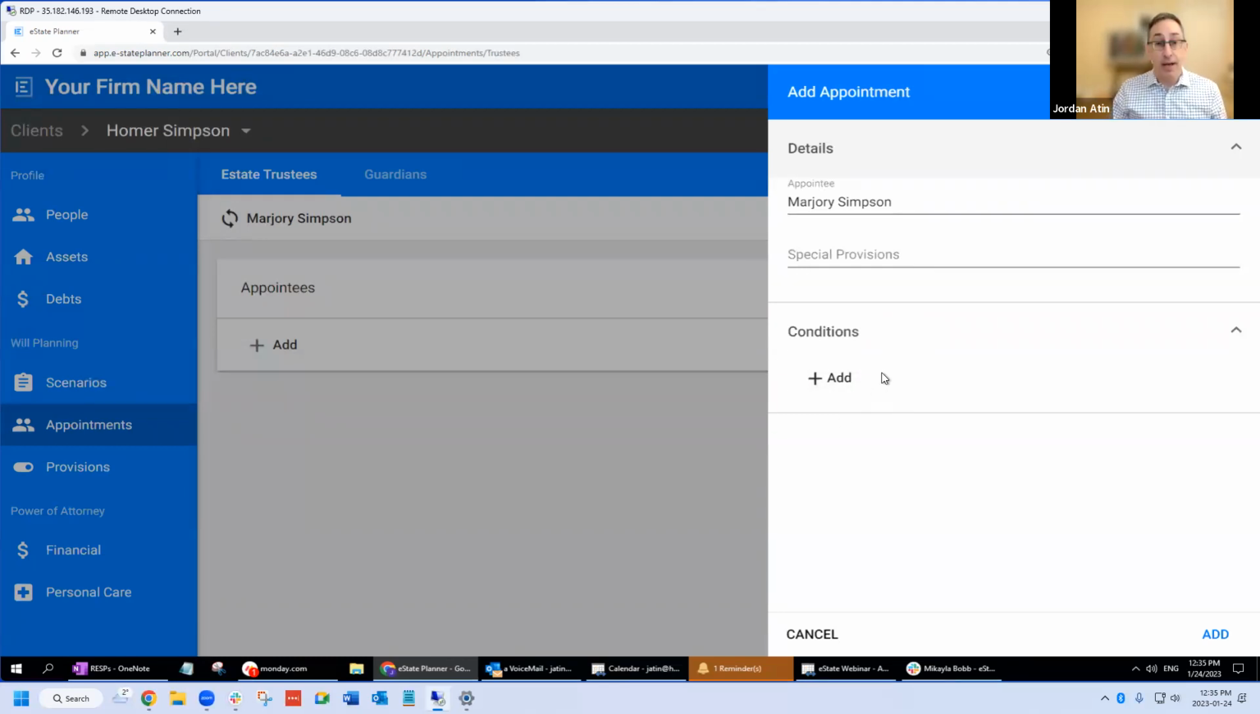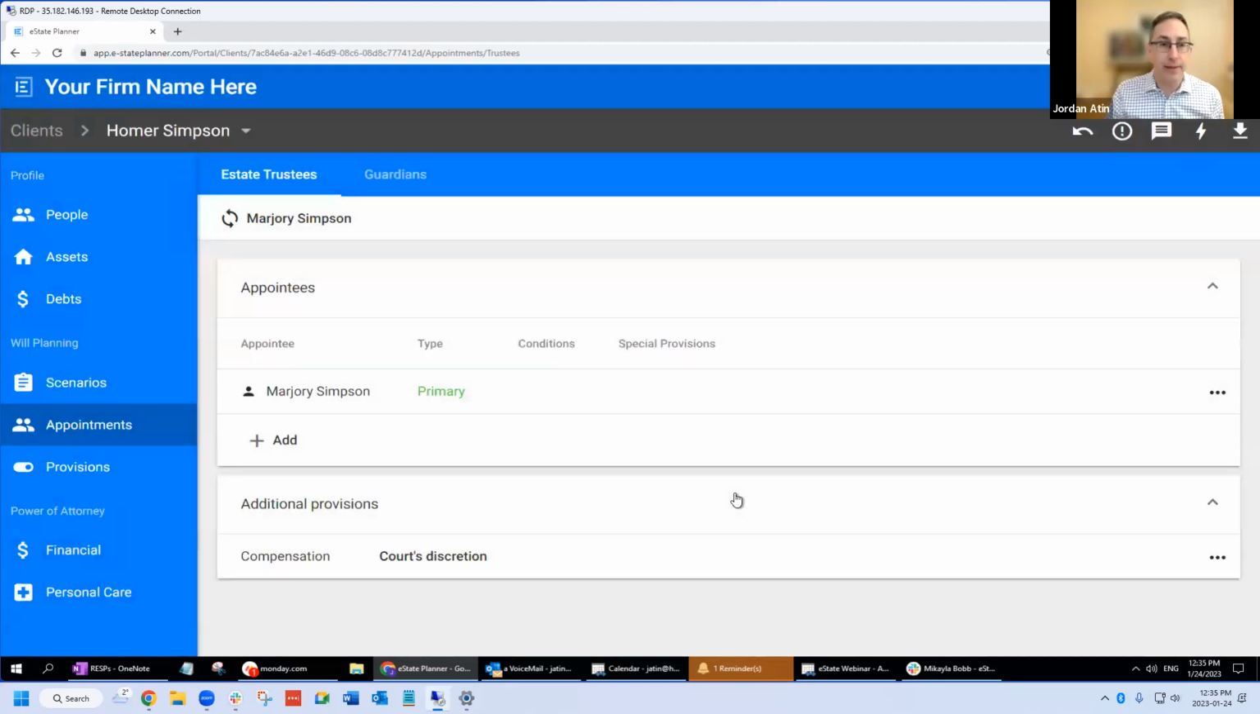Whenever you pick a person, there's a spot here for conditions. Conditions are a condition on their appointment. You act if, for example. In this case, there's no real if. Marge is a primary appointee. She's the first appointee, so she's going to act without condition. And so we're going to add that. And you can see Marjorie is identified as a primary with no conditions.